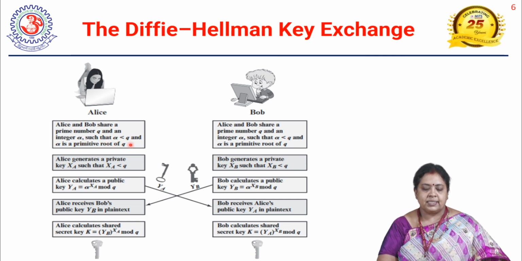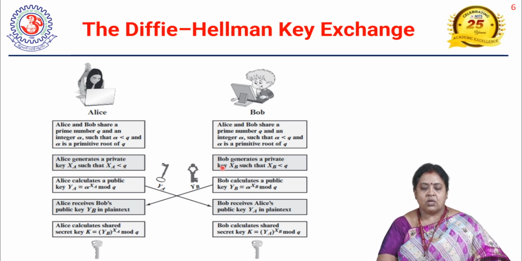Alpha should be less than Q, and alpha is a primitive root of Q. That is the condition we have to check. We have to share a prime number Q and an integer alpha. This alpha should be less than Q, less than the prime number, and this alpha is a primitive root of Q. Then Alice generates her own private key, XA, such that XA is less than Q.